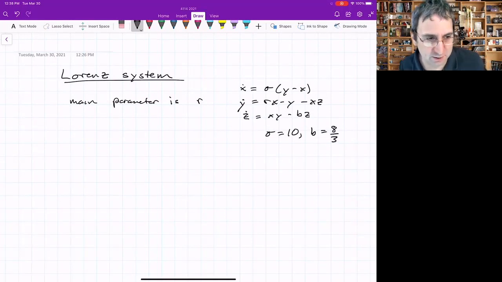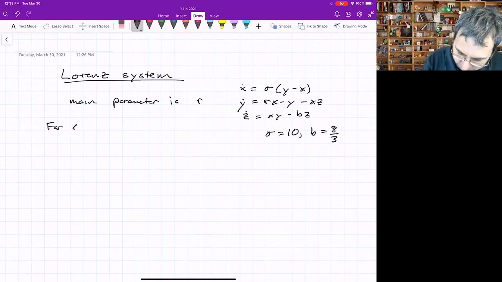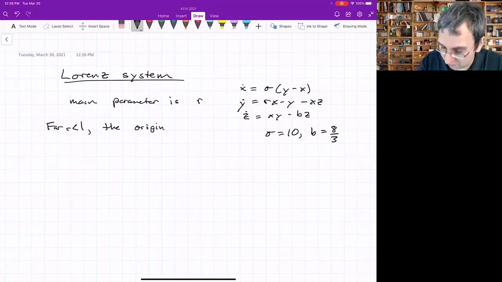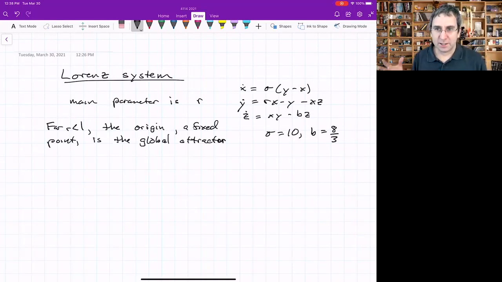Something is related to the atmospheric model that he was concerned about. We found that for r less than 1, the origin, which is a fixed point, is the global attractor, meaning it's an attracting set of everything. So all initial conditions eventually end up going to the origin, which I would suppose means for a Rayleigh number less than 1, you don't have any motion for this atmospheric system.